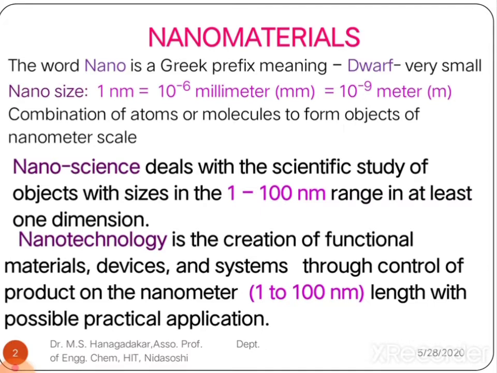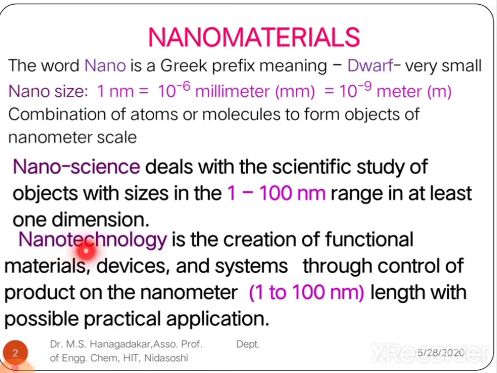So how are nanomaterials made? By combining atoms or molecules to form objects at the nanoscale. These nanomaterials are studied under the broad area of nanoscience. Nanoscience deals with the scientific study of objects in the size range of 1 nanometer to 100 nanometer, at least in one dimension.